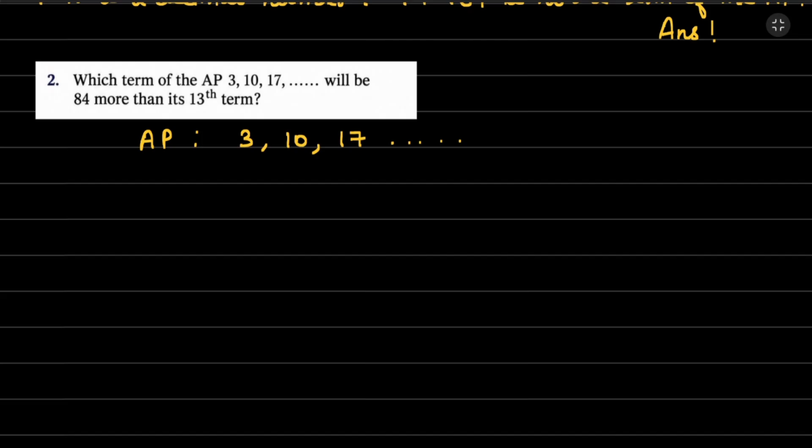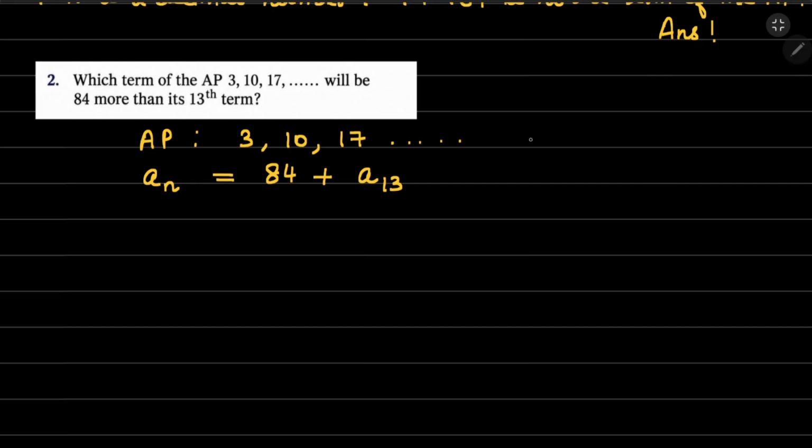So let's write the direct form. Which term of the AP? We don't know which term. Which term means, let's take it as the nth term. So let an be the term which will be 84 more than the 13th term, A13.